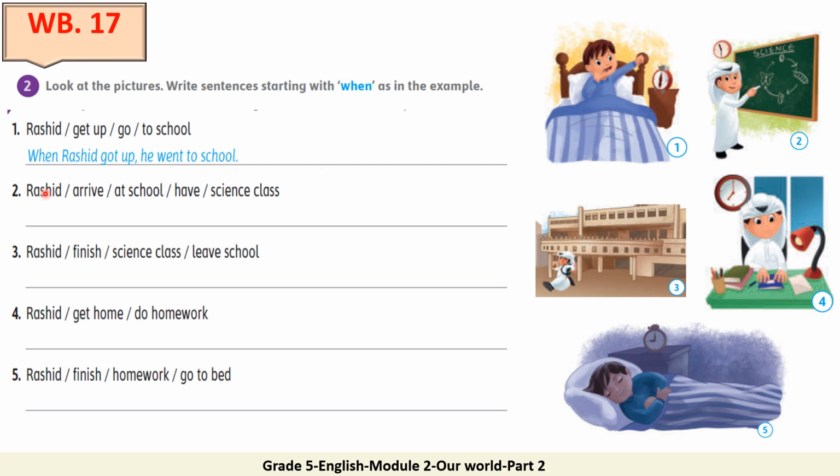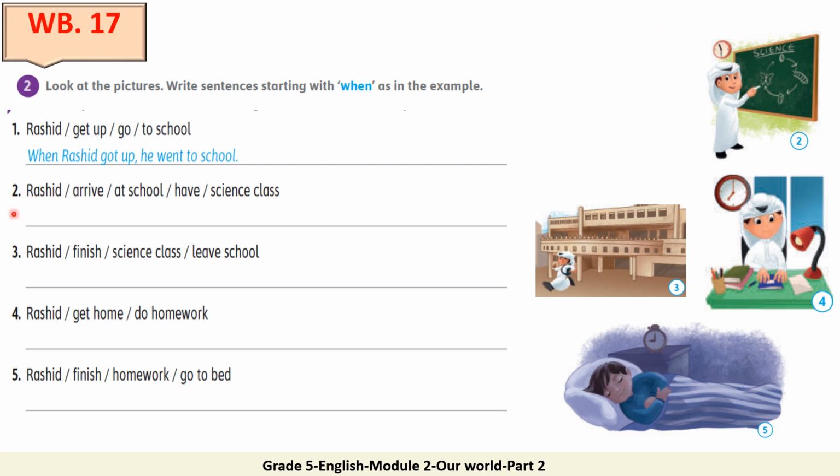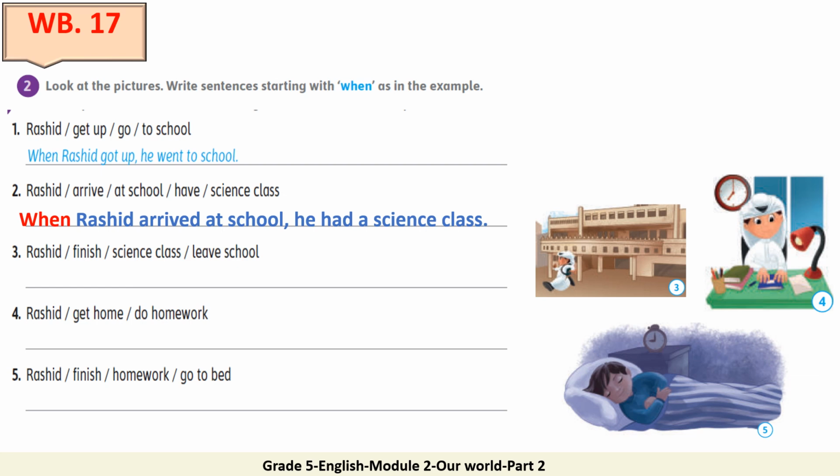I will make number 2 for you. This is picture number 2. Rashid arrive at school, have science class. We need to change arrive and have. The sentence will be when Rashid arrived at school, he had a science class. Now pause the video and make number 3, 4 and 5 and then I will show you the answers.